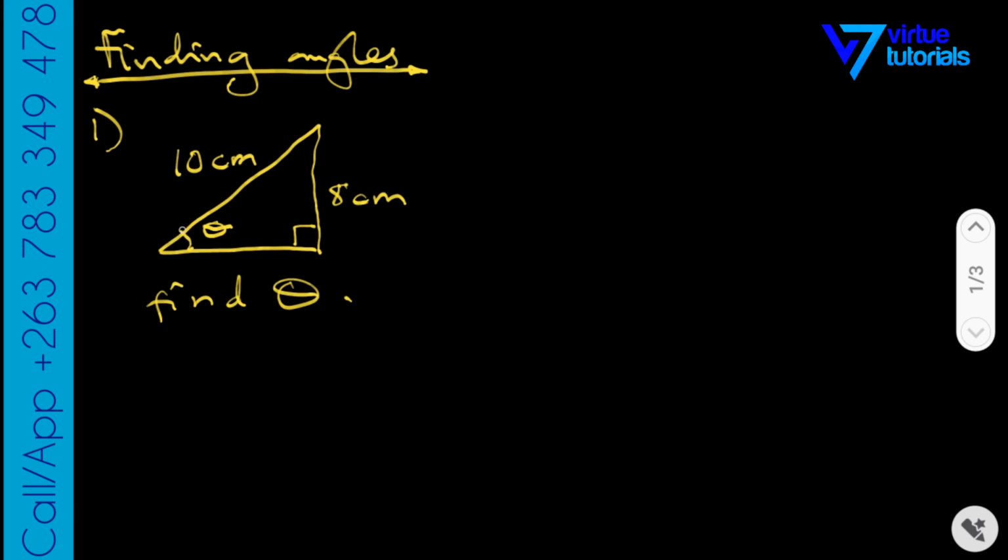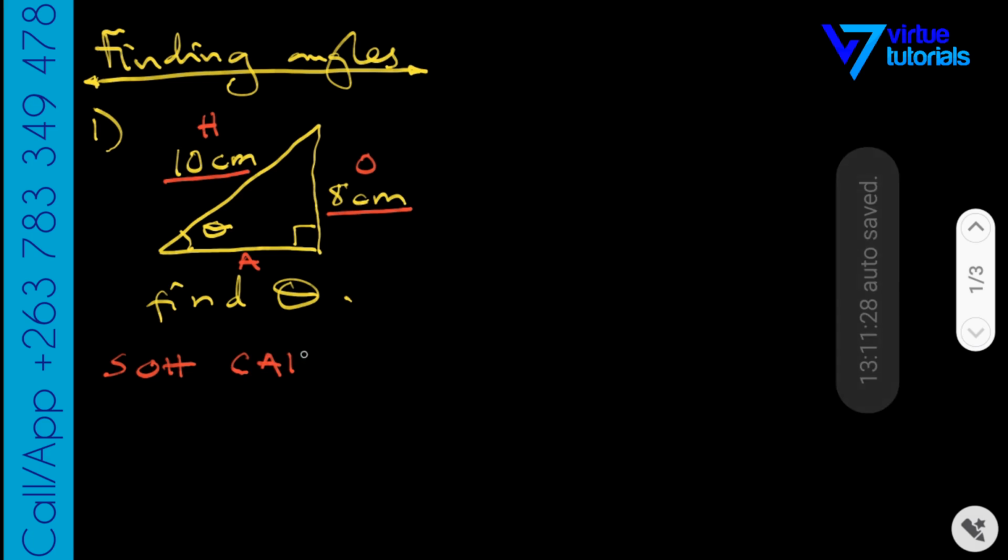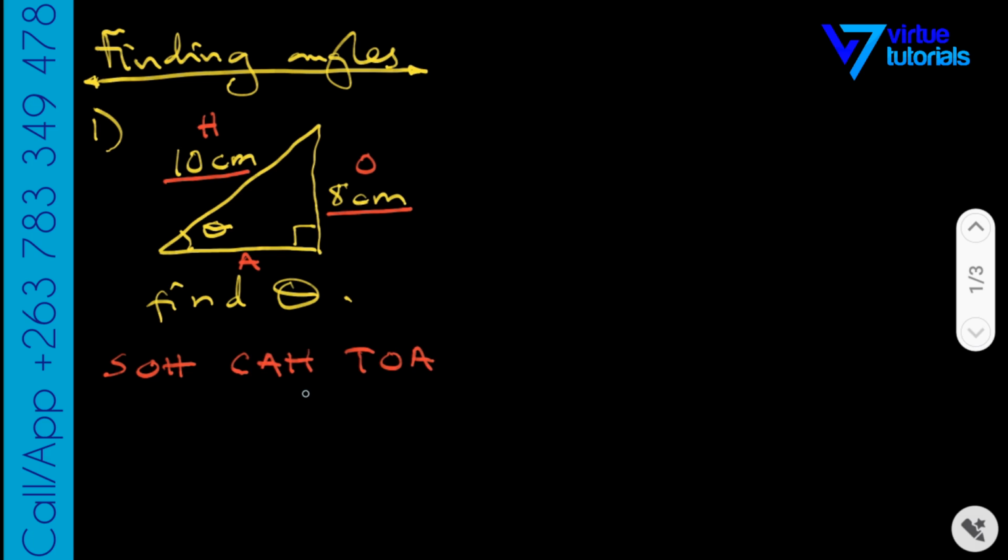If you look at it, the longest side is the 10 centimeter side, so that's the hypotenuse. This side here is the one that's far away from theta, the one that's opposite theta, so that's the opposite, and then the final one here is the adjacent. So now our information is on the opposite and on the hypotenuse, so we want a trigonometric function that links opposite and hypotenuse. Now if you know your SOHCAHTOA, opposite and hypotenuse are linked by the sine function. S is for sine, so they are linked by the sine function.